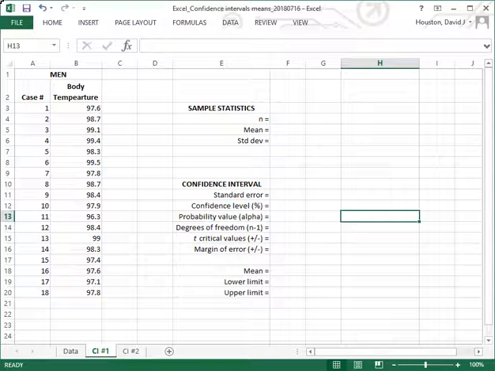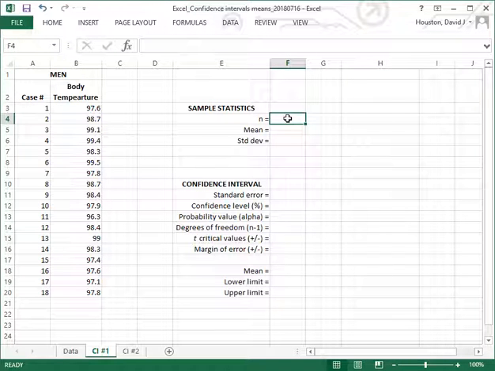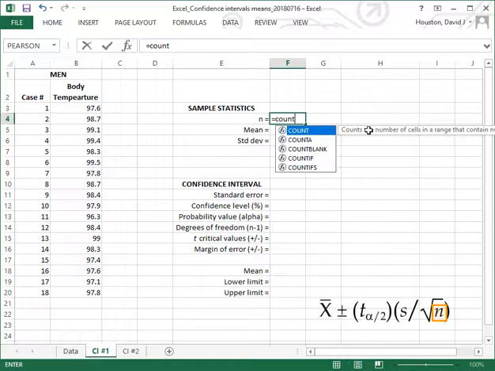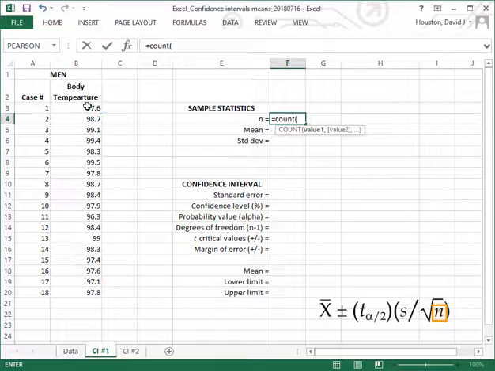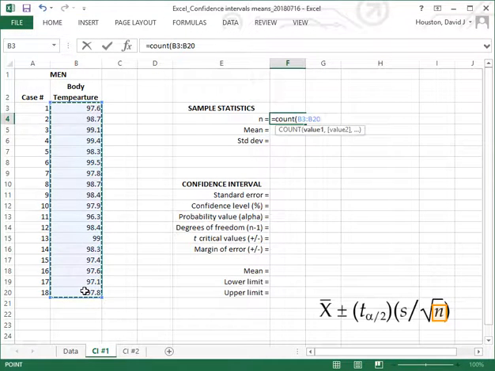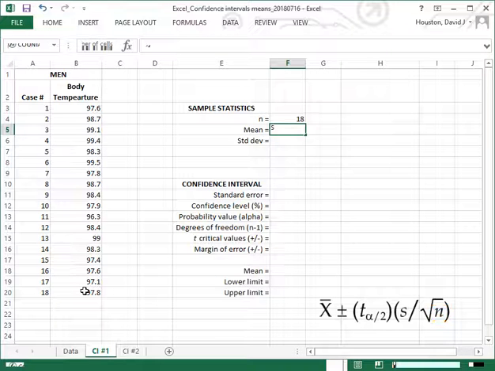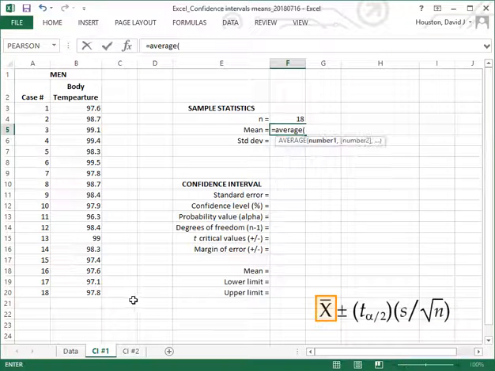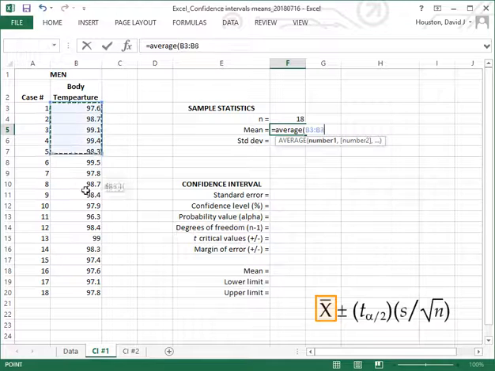To demonstrate how to go about constructing confidence intervals around a sample mean, what I have here are data for 18 men in terms of their body temperature in degrees Fahrenheit. The first thing we'll do is find the values for the various sample statistics we need in order to compute the confidence interval. So let's first of all, using the count function, find the number of cases we have data for, and that's 18.